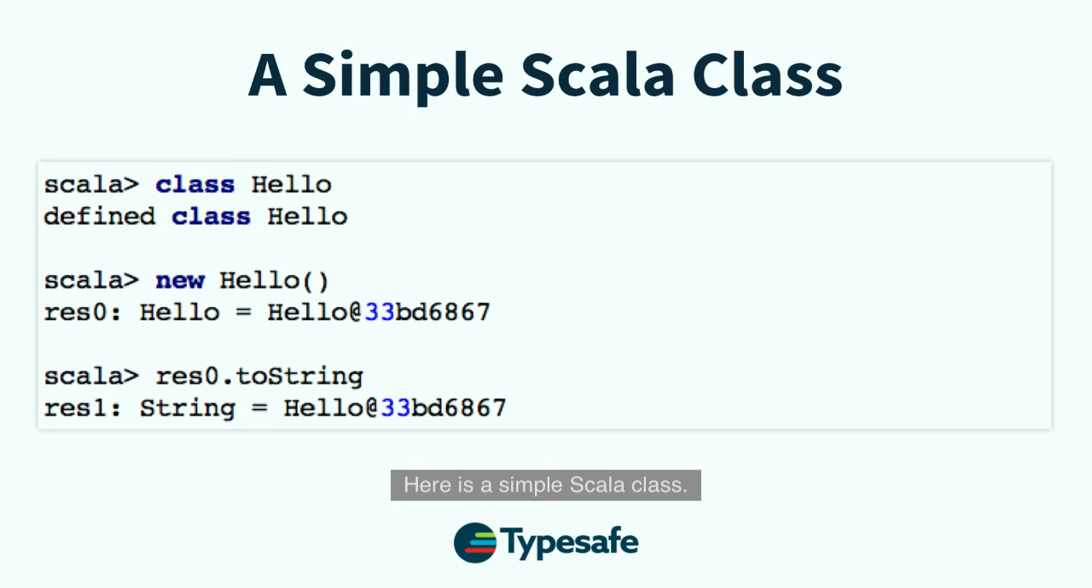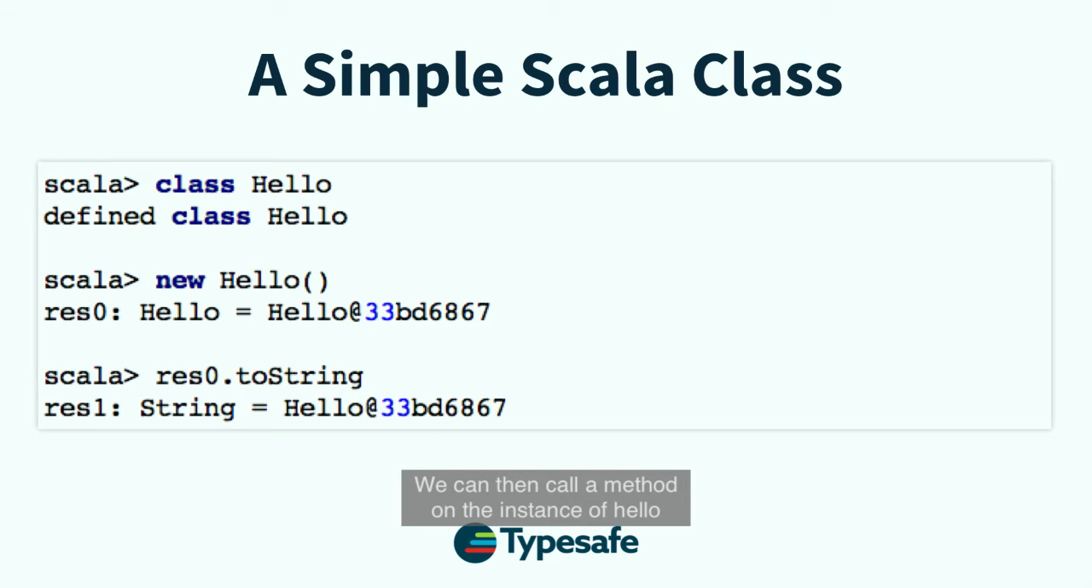Here is a simple Scala class. Within the REPL, we type the keyword class and give it a name, hello. This has a very basic class representation which doesn't contain any state or any methods, which we'll describe later. However, we can create an instance of a hello class by saying new hello with parentheses at the end of it. And an instance is created given the name res0 inside of the REPL.